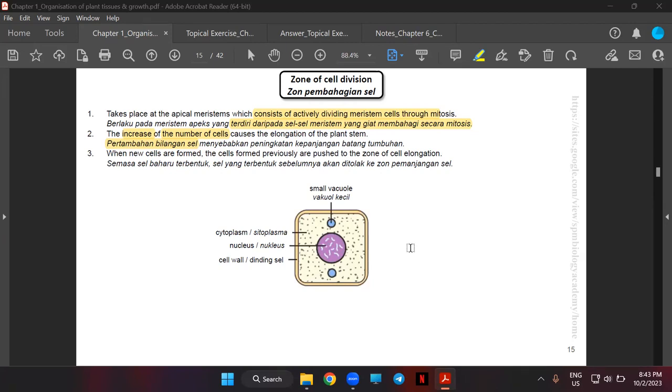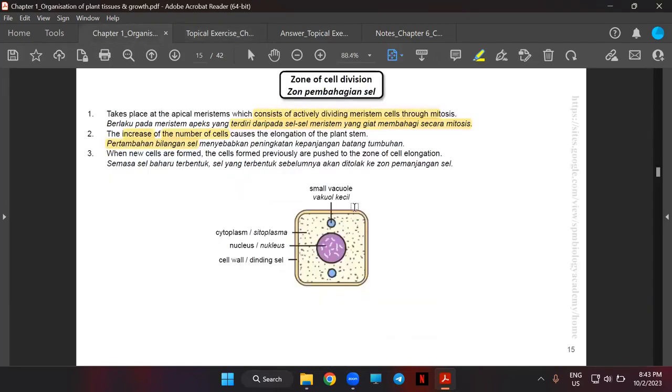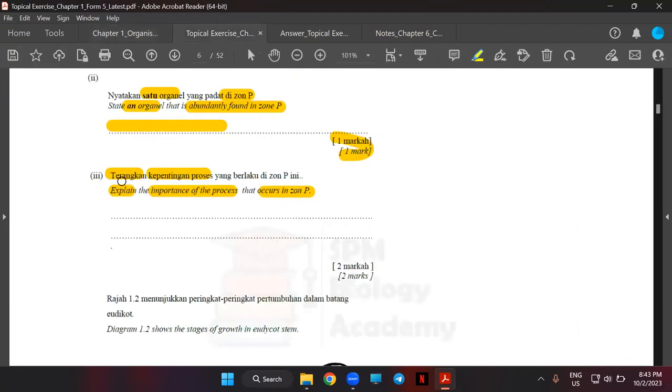Itu jawapan pertama kamu. So first, jawab dulu importance of the process. Kepentingan proses dulu. Jawab itu dulu, iaitu menyebabkan bilangan sel bertambah. The number of cells increase. First mark. Second mark. Now you explain.